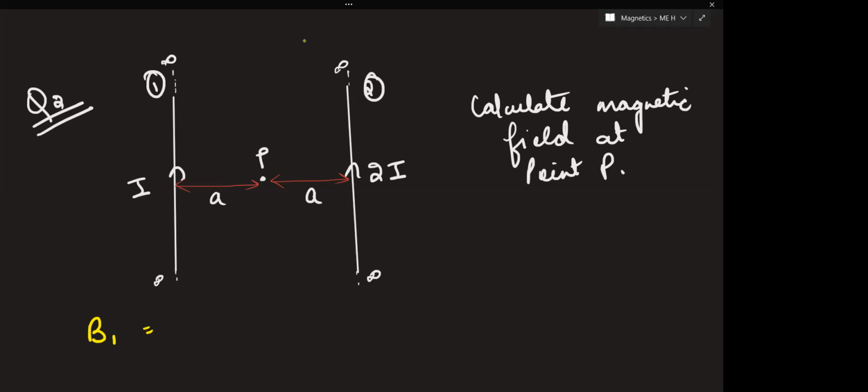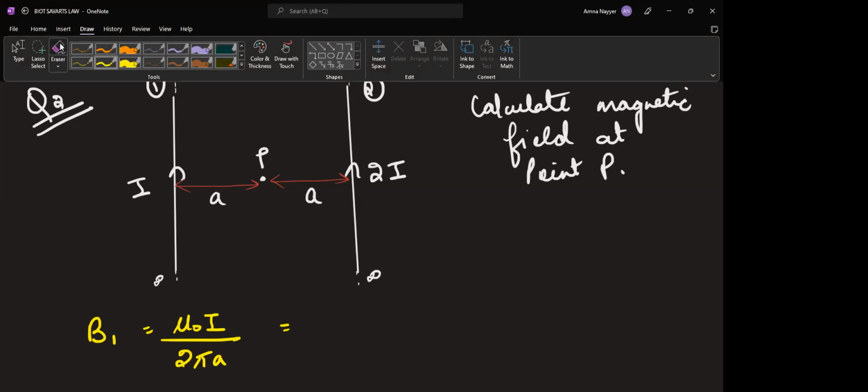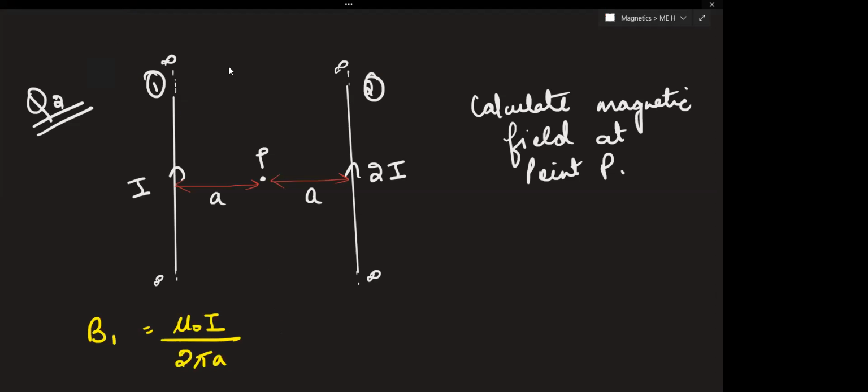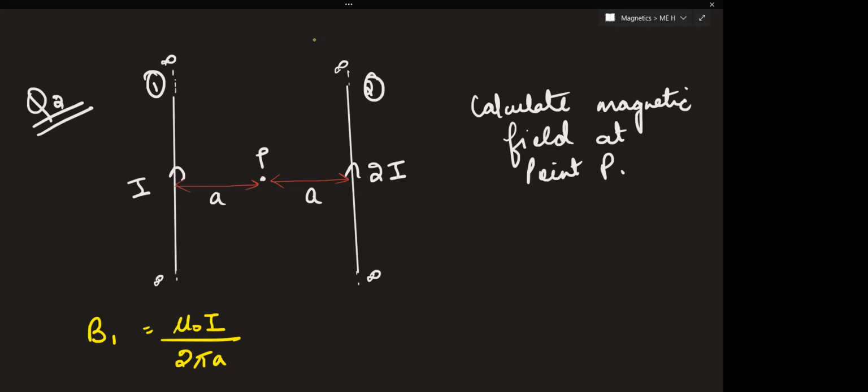The formula for an infinitely long wire was, what is the formula for an infinitely long wire, Wafia? B is equal to mu naught I by 2 pi a. Perfect. It is B is equal to mu naught I divided by 2 pi A. So I think we don't need to even change anything. B is equal to mu naught I by 2 pi A. This much is given to us. A is the distance. Now direction.